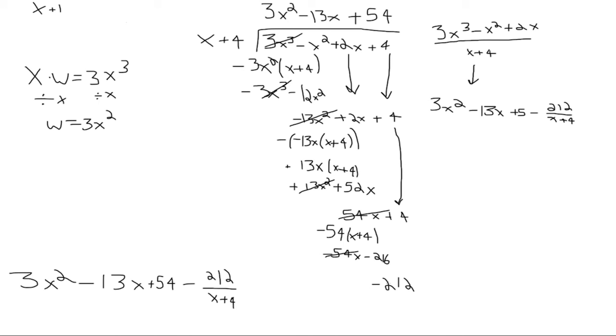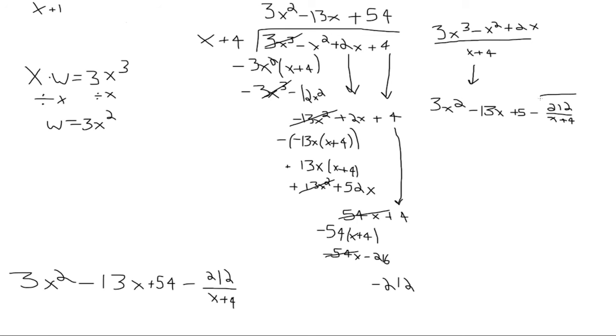Now we ended up with a number, right? We ended up with this number here, okay? And that's still part of the polynomial, okay? So there are this many x plus 4s inside this polynomial, right?